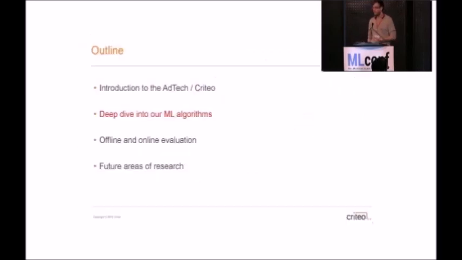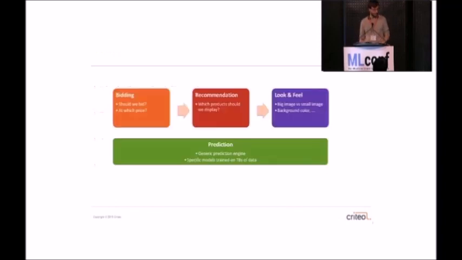Let's now discuss the machine learning algorithms we use in our engine to solve these problems. As I was saying, we have 3 questions we're answering: how much we want to bid, what products we want to display, and what is the look and feel of the banner. We have machine learning algorithms for these 3 questions, and they all rely on a common machine learning platform. Now I'm going to talk about the algorithm for each component, and then I will discuss the common ML platform that we use for all these models.